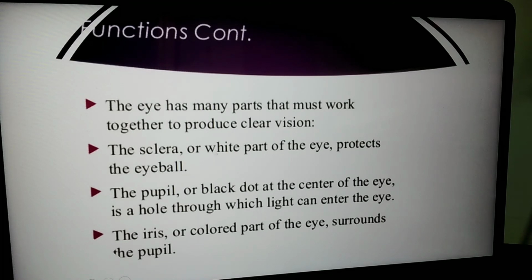The functions continue. The eye has many parts that must work together to produce clear vision. The sclera, the white part of the eye, protects the eyeball. The pupil, a black dot at the center of the iris, is a hole through which light can enter into the eye. The iris, the colored part of the eye surrounding the pupil, allows the expansion and contraction of the pupil.